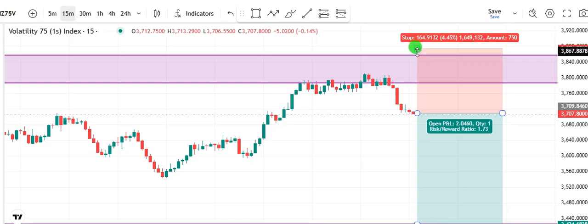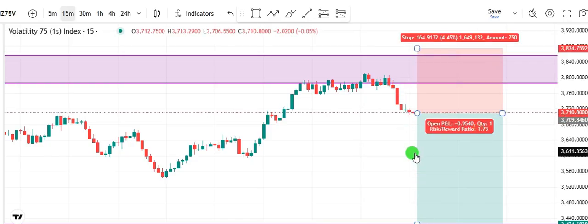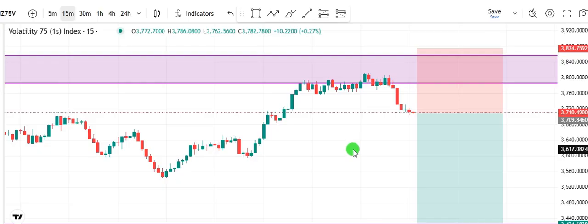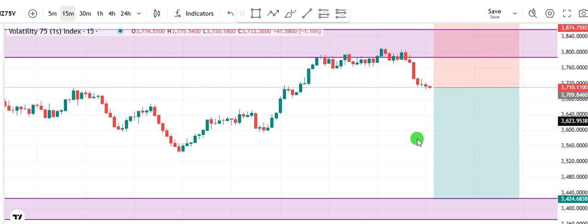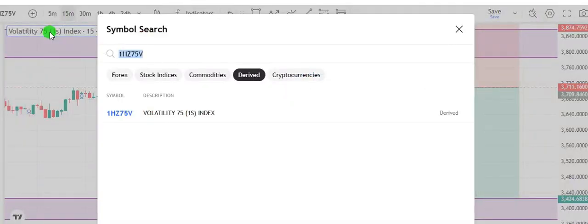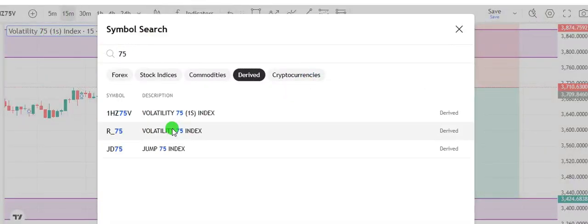Why? Because the stop loss is too wide, and then your target is approximately 1.73. So for me, I'm not going to take this. But if you want to take it, fine. But for me, I'm going to be taking this trade. I'll just wait for the market to pull back or then break below this. Alright, that's going to the next one, which is going to be the 75 itself.